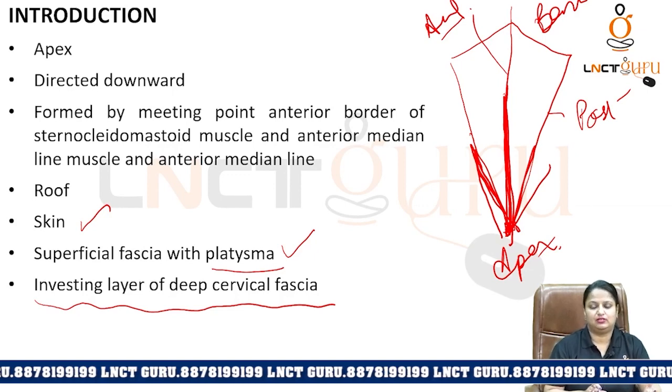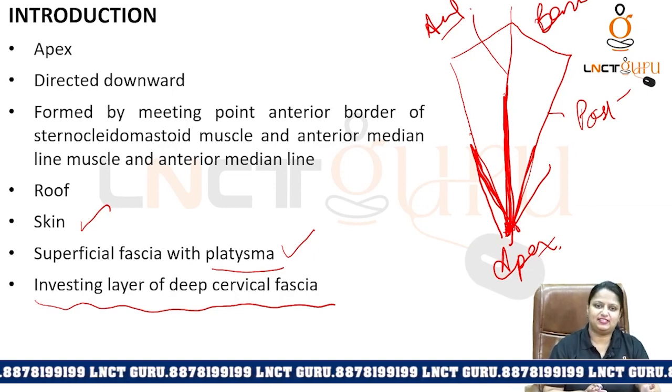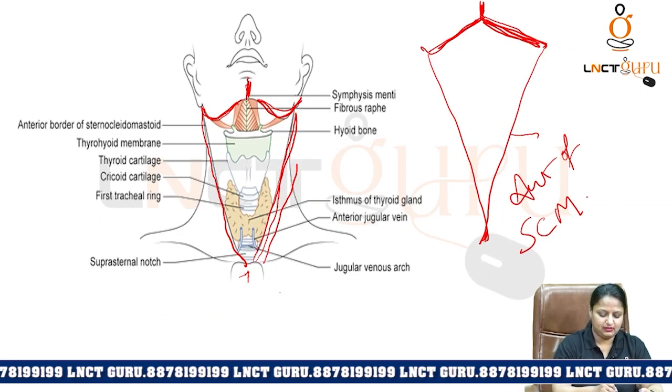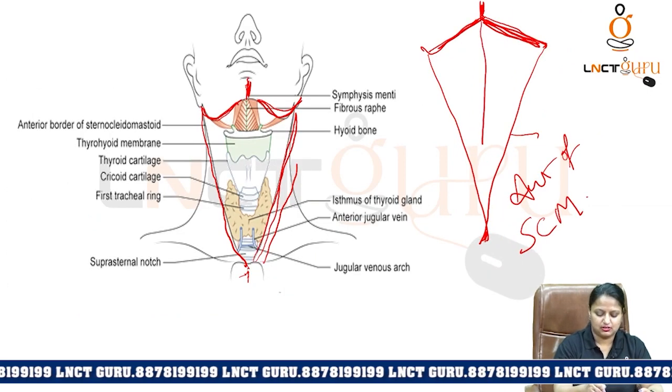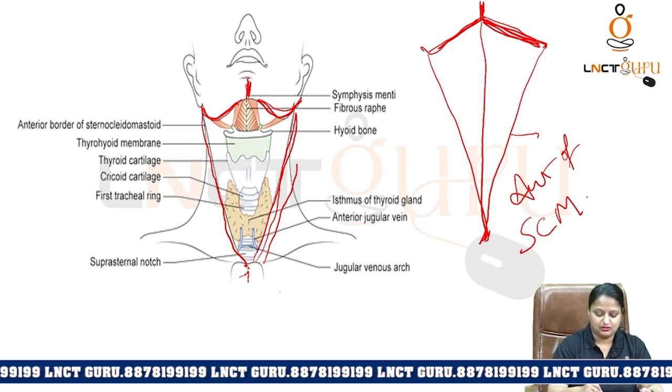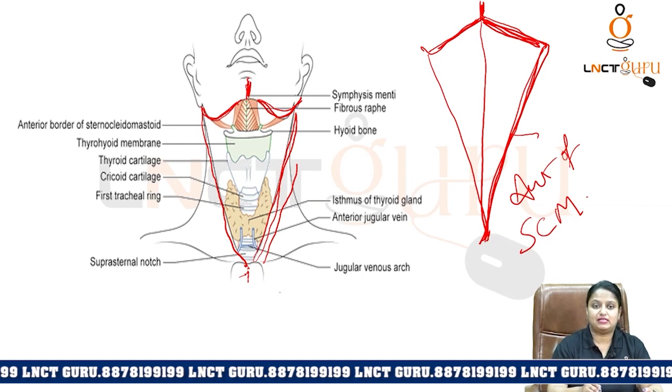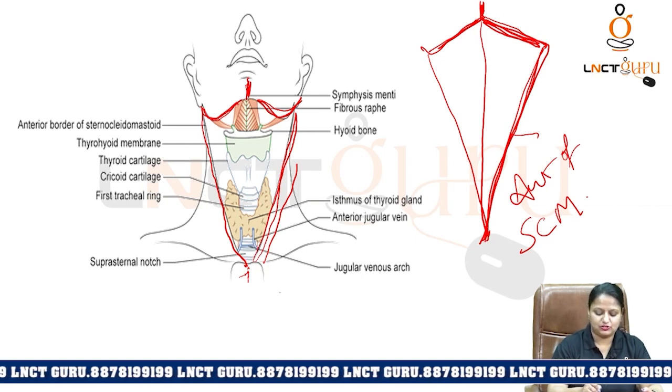So this was about the anterior region. I am talking about anterior region. तो anterior region की borders एक बार short में, symphysis menti to suprasternal notch. This is the anterior border. This border, this is the posterior border. Posterior border किससे बनती है, anterior border of sternocleidomastoid muscle.